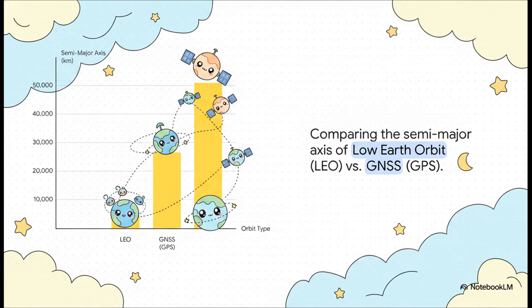Just look at this chart. The difference is huge. You've got satellites in low Earth orbit, or LEO, with a semi-major axis of about 7,000 kilometers. Now, compare that to the GPS satellites you use for navigation. They're way out there at around 26,600 kilometers. That massive difference in A has a profound effect on how they behave.